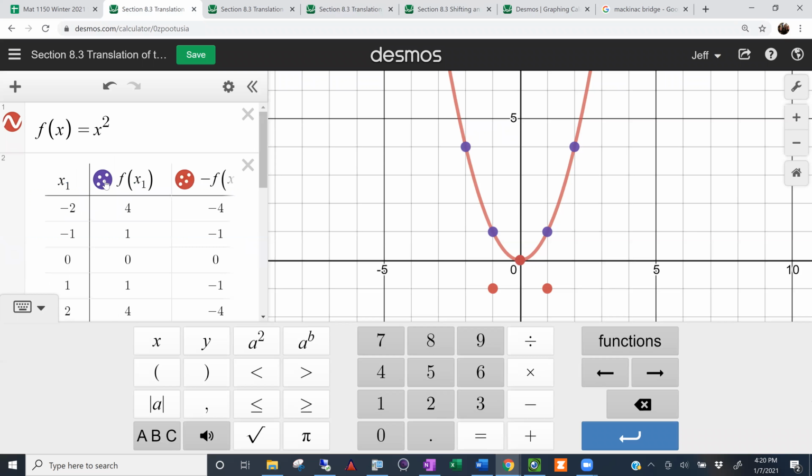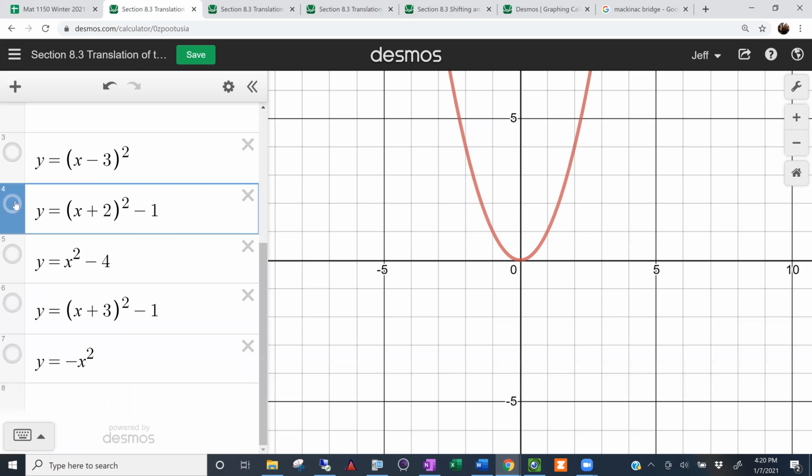Let's get rid of this other graph here. I can keep that one. So it's left by 2, down by 1. Now its domain is going to be everything. This graph continues everywhere in both directions. But what I do want to point out is the range. The bottom of the range is -1. So the range for this is going to be y is greater than or equal to -1.